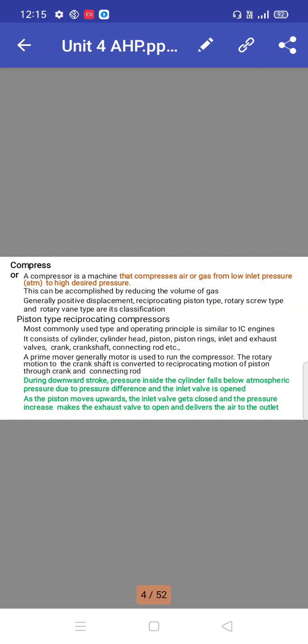During the downward stroke, the pressure inside the cylinder falls below atmospheric pressure, and due to the pressure difference the inlet valve is opened. As the piston moves upwards, the inlet valve gets closed and the pressure increase makes the exhaust valve open and deliver the air to the outlet.